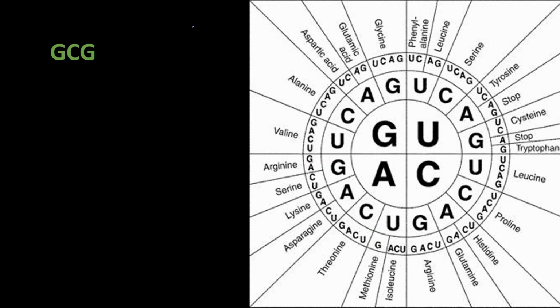Here's another one. GCG. I start in the middle, and I find G, and I stay in this quadrant. I go to the next letter, C. Now I'm going to stay in this area, and then I find G, and that gives me alanine. Now, all these amino acids have funky names. When we're working with this, all I want you to do is write the first 3 letters, abbreviate it. So alanine will be ALA.